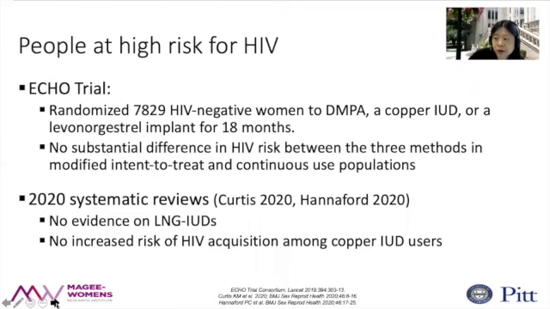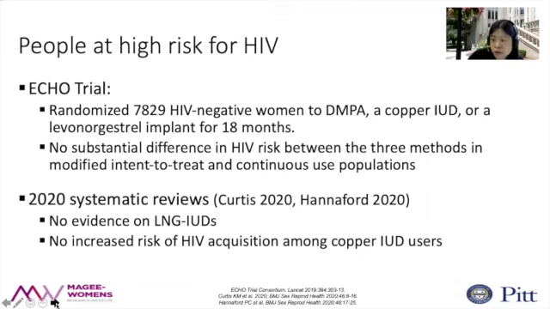In terms of whether people at high risk for HIV are more likely to acquire HIV when using an IUD, the ECHO trial provided reassuring data. The ECHO trial was a randomized, multi-center, open label trial that randomized almost 8,000 HIV-negative women seeking contraception to depot medroxyprogesterone acetate, a copper IUD or levonorgestrel implant for 18 months. The study was designed to address concerns about a possible increased risk of HIV acquisition in DMPA users that appear to be as high as 40 to 50% in meta-analyses of epidemiologic studies.